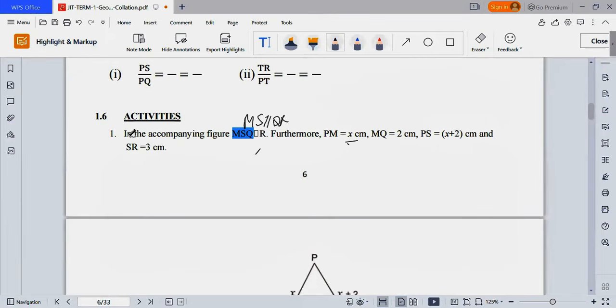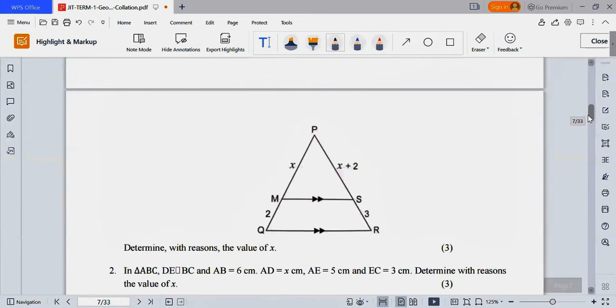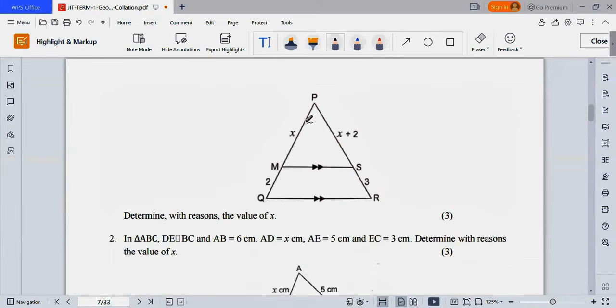So we have, in the accompanying figure, MS is parallel to QR. We are furthermore given PM is X centimeter, MQ is 2 centimeter, PS is X plus 2 centimeter and SR is 3 centimeter. So this is what we have here, the diagram, and we can see that we've been given actual lengths.